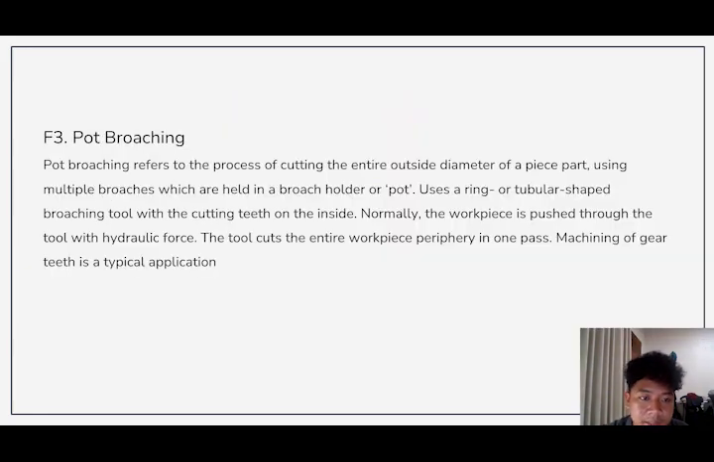Last one is spot broaching. Spot broaching refers to the process of cutting the entire outside diameter of the piece part using multiple broaches, which are held in a broach holder or pot. It uses a ring or tubular shaped broaching tool with the cutting tips on the inside. Normally, the workpiece is pushed through the tool with hydraulic force. The tool cuts the entire workpiece periphery in one pass. Machining of gear tips is a typical application.